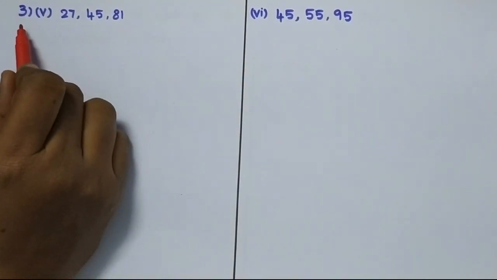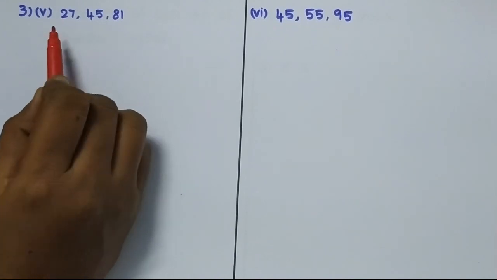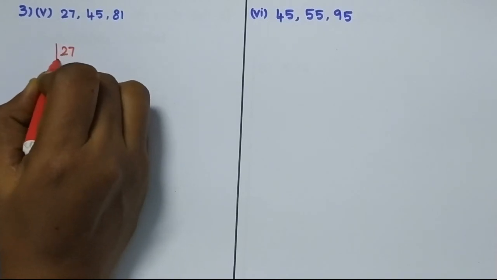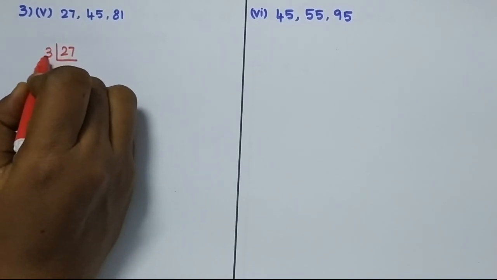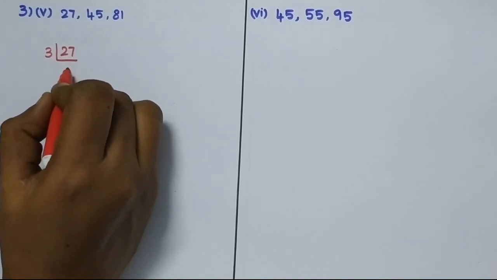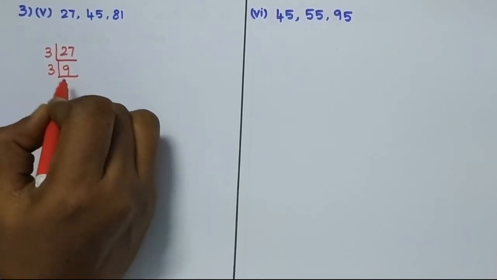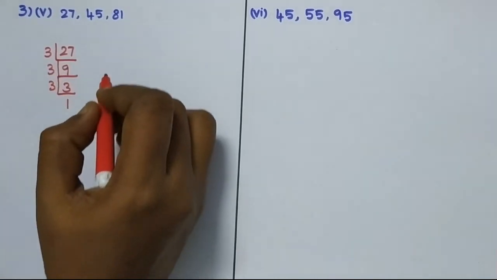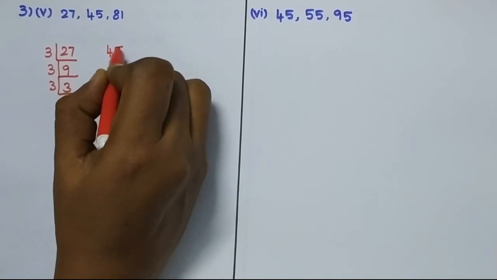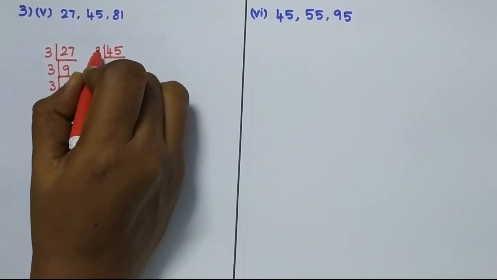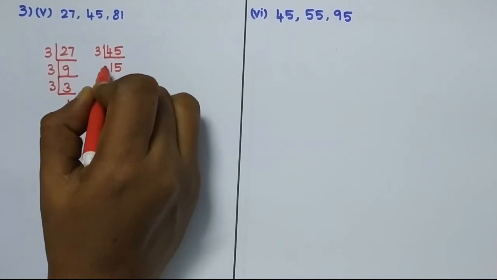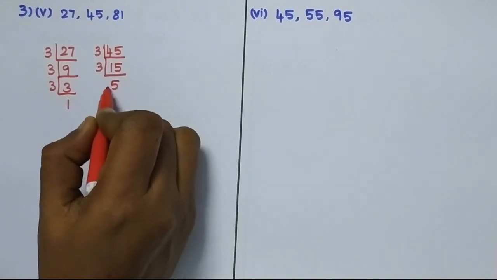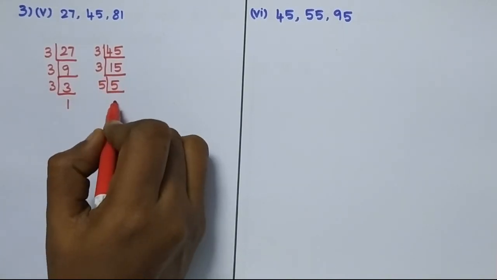Next, third sum, fifth subdivision. Here we are going to see 3 numbers. Listen, 27 divided by 3. How many times? 9 3s are 27. Divided by 3. 3 times 1. And then 45 divided by 3. 15 3s are 45. Again divided by 3. 5 times. So 5 divided by 5 means 1.